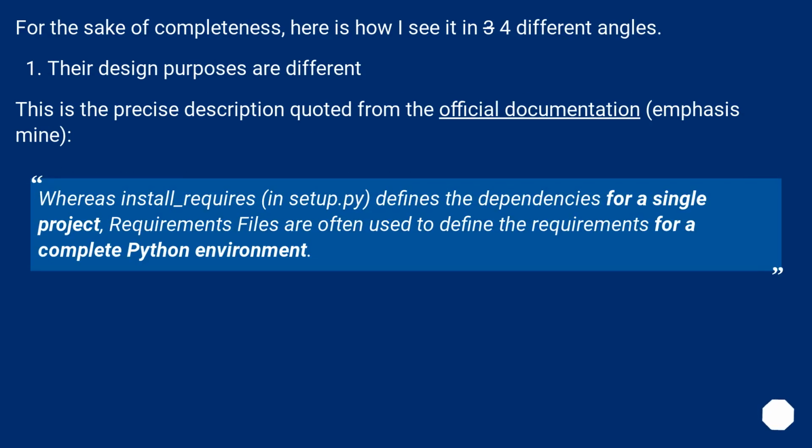For the sake of completeness, here's how I see it in 4 different angles. Their design purposes are different. This is the precise description quoted from the official documentation, emphasis mine. Whereas install_requires, in setup.py, defines the dependencies for a single project, requirements files are often used to define the requirements for a complete Python environment.